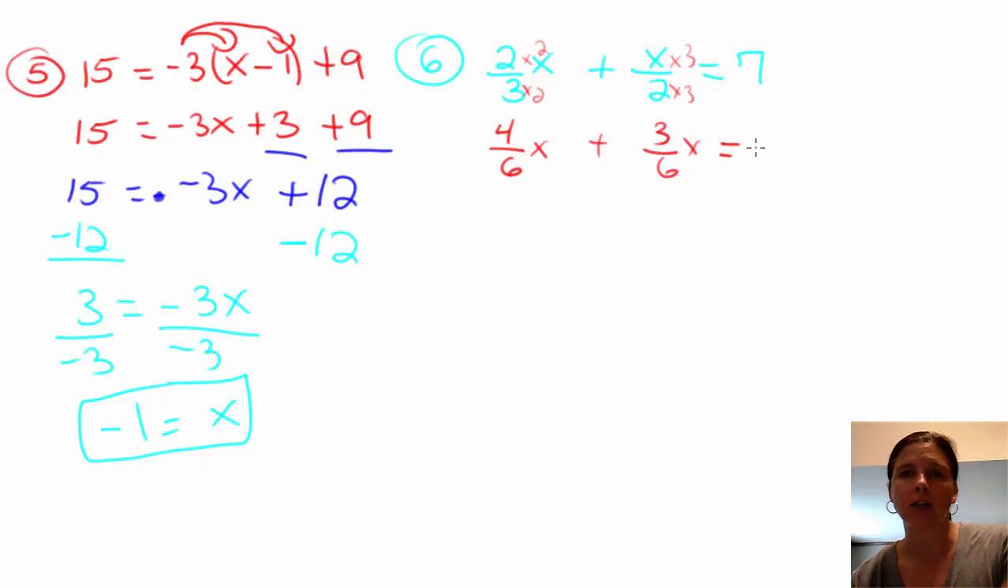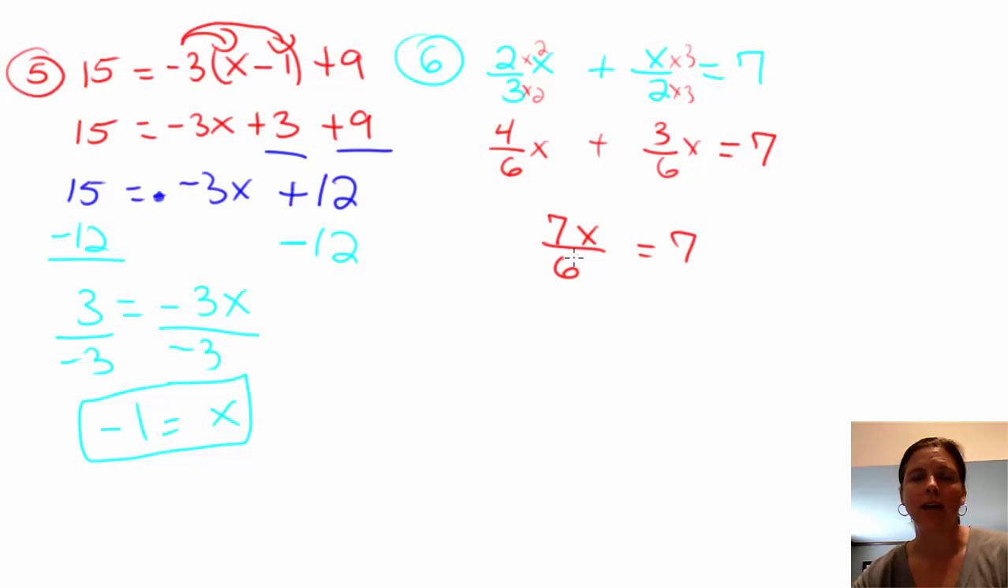I don't care how you do it, right? And then we combine them to get 7x over 6 equals 7, which is fine for now. Leave it like this. Now we have to solve for x, or it could just be 7/6x. That might look a little better.